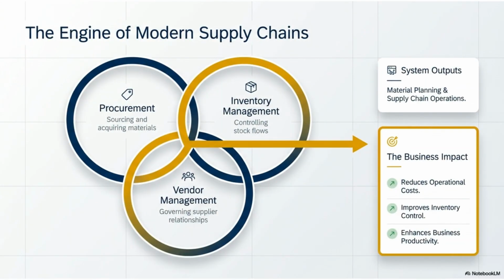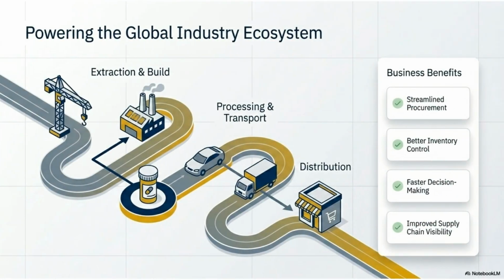SAP MM is the engine of modern supply chains. By integrating procurement, inventory management, and vendor management, businesses can reduce operational costs, improve inventory control, and significantly enhance overall productivity. This module powers the global industry ecosystem from extraction and manufacturing to distribution. It provides essential business benefits like streamlined procurement, better inventory control, faster decision-making, and improved supply chain visibility.